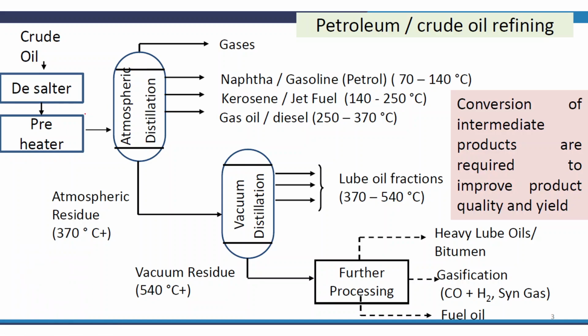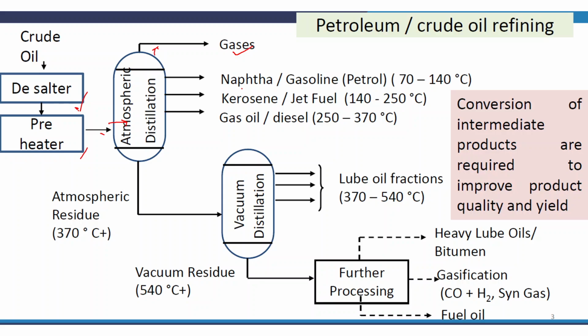So basically, firstly, desalting is done, in which different kinds of salts present in the crude oil are removed. Then after desalting, the crude oil is preheated and sent to the atmospheric distillation unit, where after distillation different products are released, that is, the lighter product in the form of gases is released from the upper side.